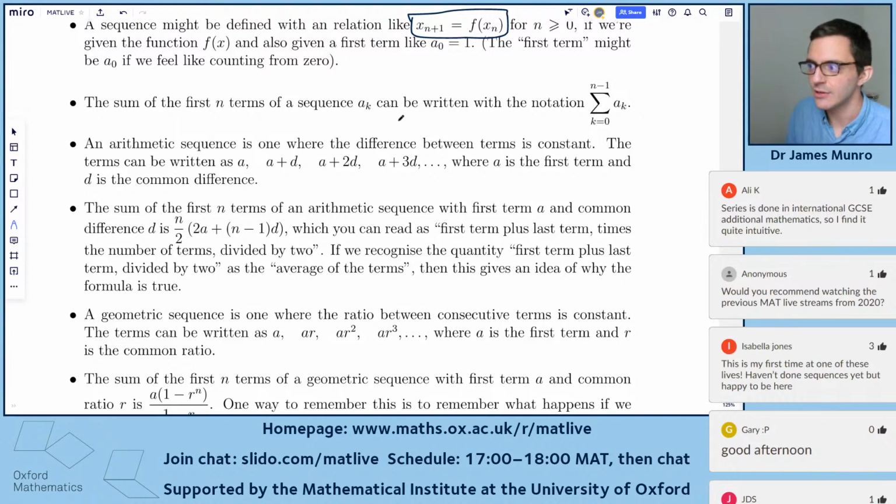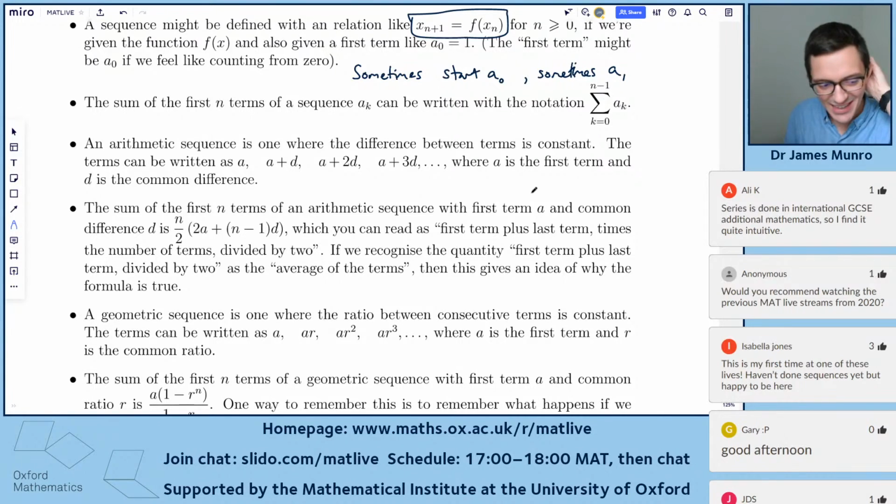While I was writing this out, I realised that sometimes there's a different convention going on. Sometimes we start with a naught, and sometimes we start with a 1. If it's your sequence, if you're writing it down, then you get to decide whether you want to start counting at 1 or 0. But sometimes when you're given a sequence in a question, you might be told the first one is a0.